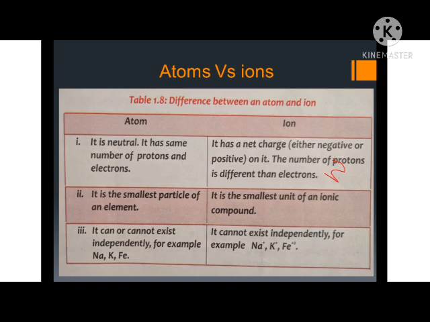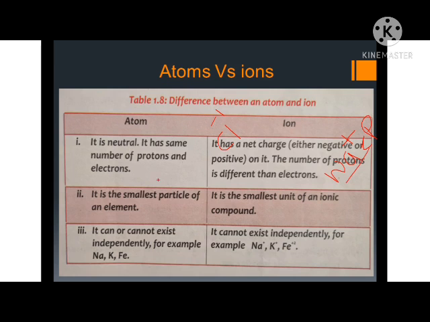In sodium +1, the number of protons is much more than the number of electrons. That's why it's positive. And in chlorine, the negative charge is because of the excess of electrons in the chlorine atom. That's why it's called anion.